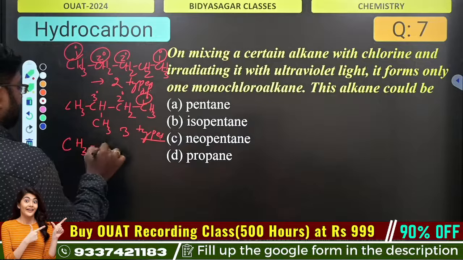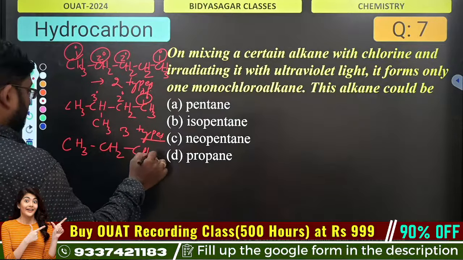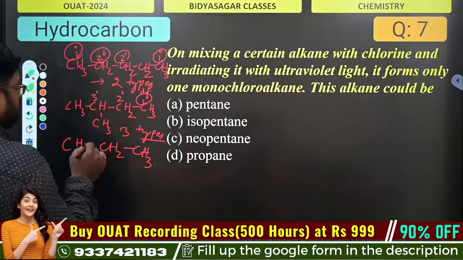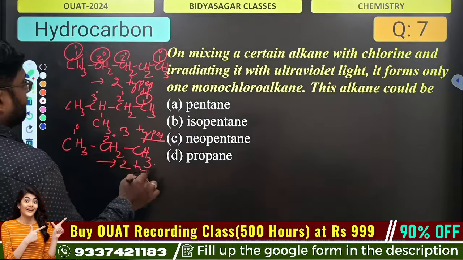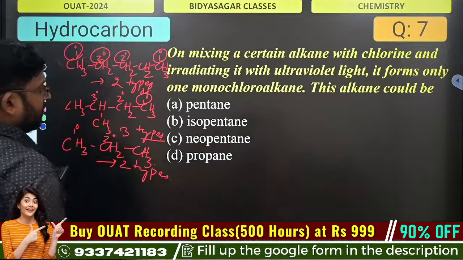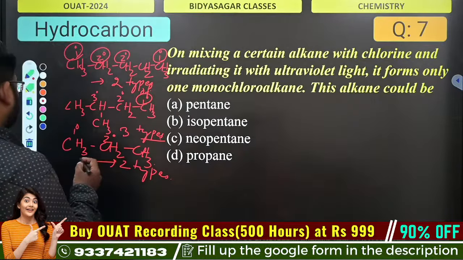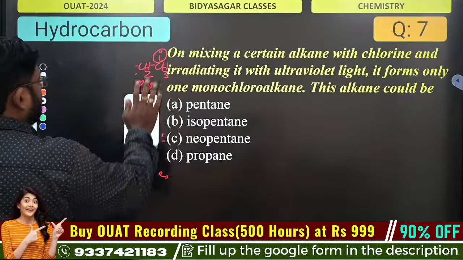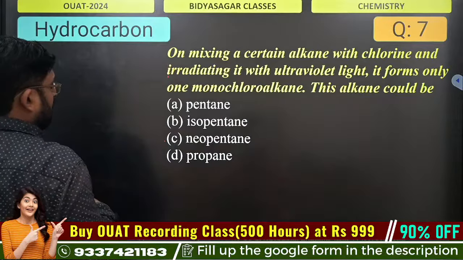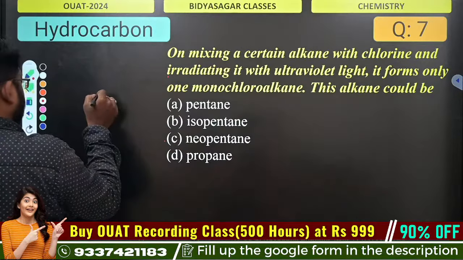In case of propane, it has two types of hydrogen, 1 degree and 2 degree. It will give you two types. But in case of neopentane, it has only one type of hydrogen.